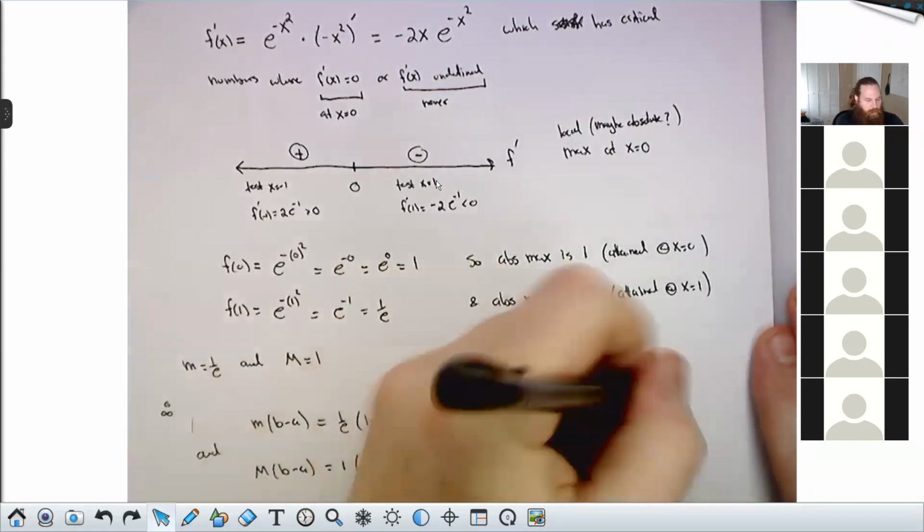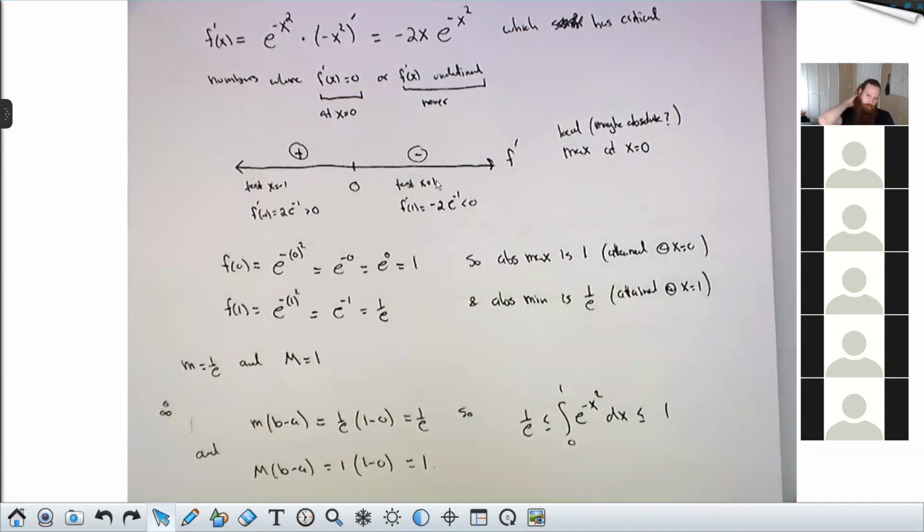And the largest my integral could possibly be is 1. And that's the job done. In other words, this business of finding absolute mins and absolute maxes comes back in this setting when we want to approximate integrals.